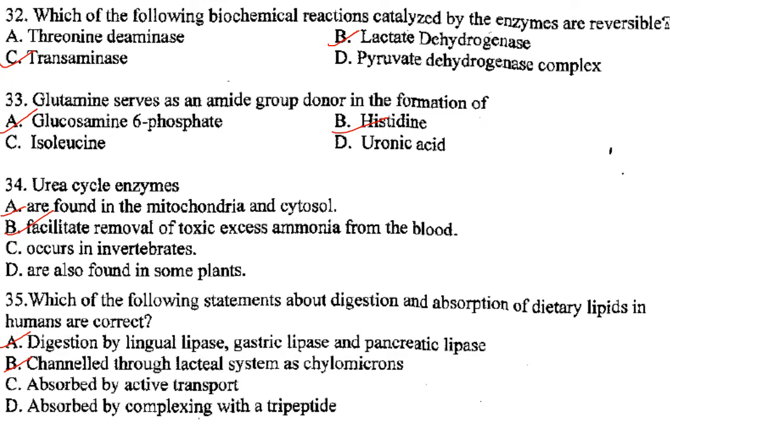Then glutamine serves as an amide group donor in the formation of glucosamine 6-phosphate, yes, and histidine, yes. A and B. Then urea cycle enzymes. So urea cycle enzymes are found in the mitochondria and cytosol, yes. Facilitate removal of toxic excess ammonia from the blood, yes. Occurs in invertebrates, no. Also found in some plants, no. So the answer is urea cycle enzymes, A and B are correct.